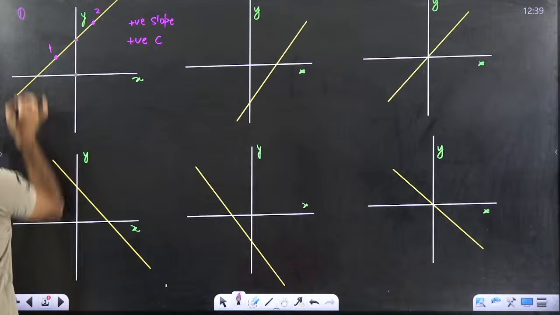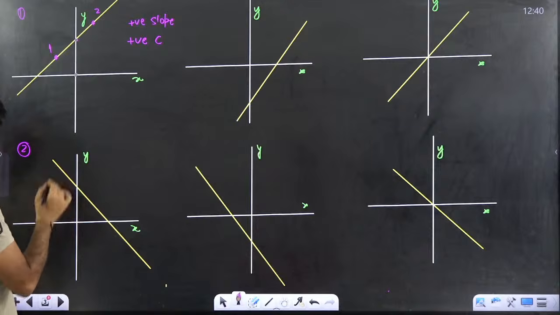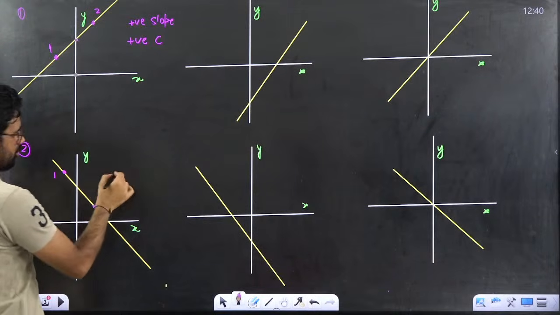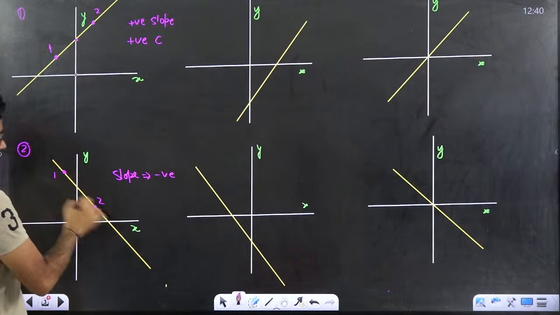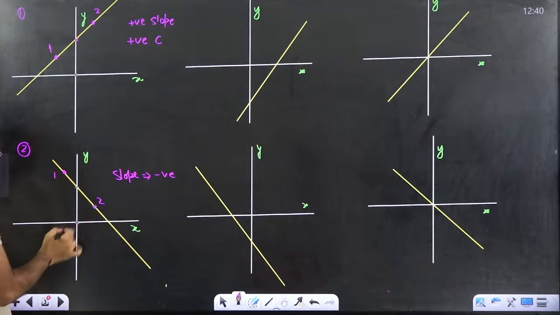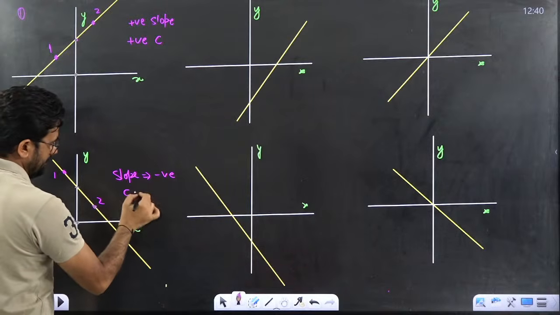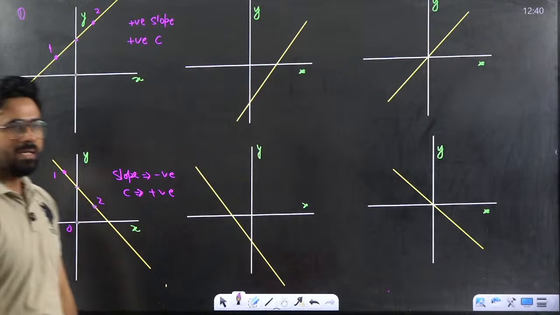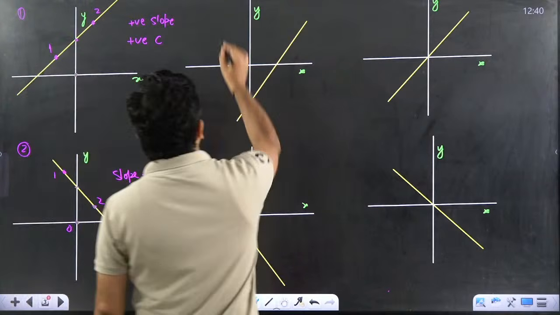Come to the second line. What is the answer for the second? Any 2 points you can choose. This is left, this is right. From left to right, the height is decreasing. That means slope is negative. And intercept: it is cutting above the origin. This is the origin, and it is cutting from above. Negative C or positive C? Positive, because it is above the origin, not below. Clear or not clear? Very simple. Now come to question 3.